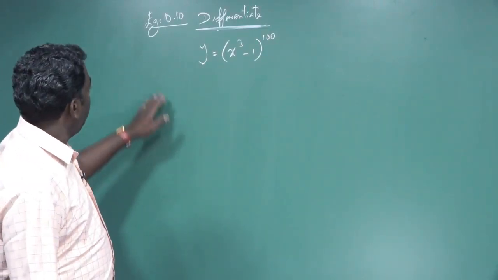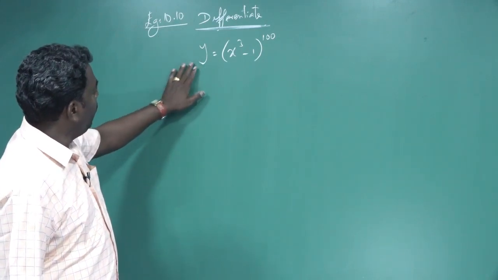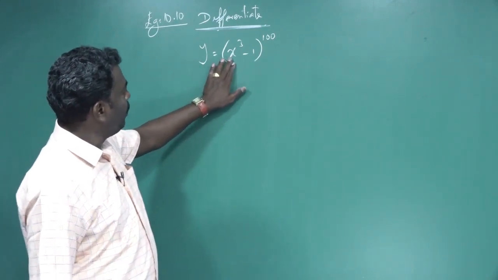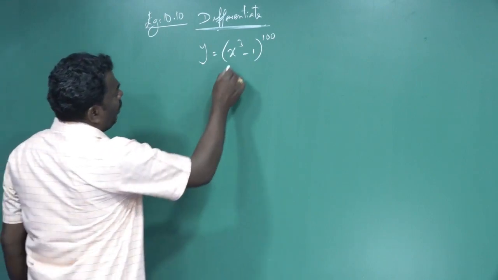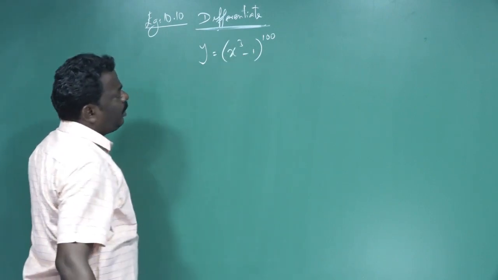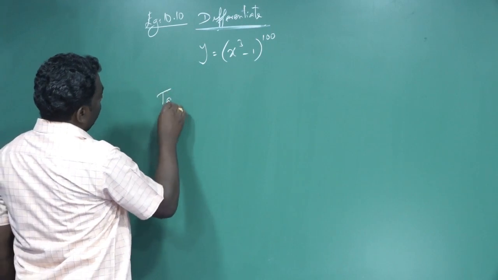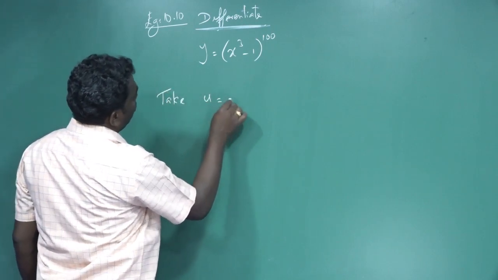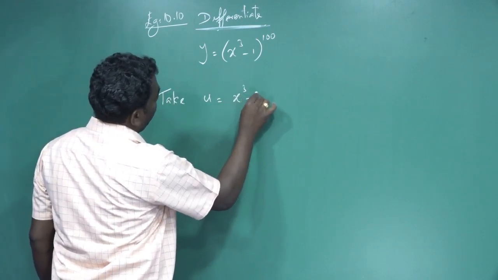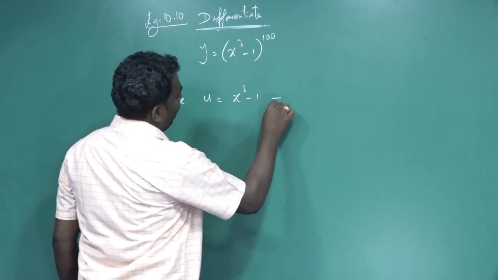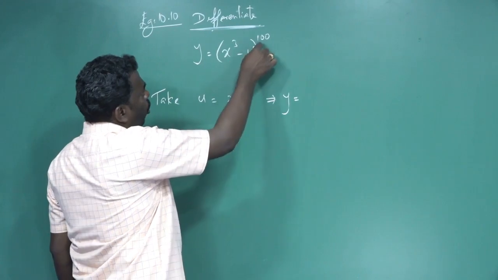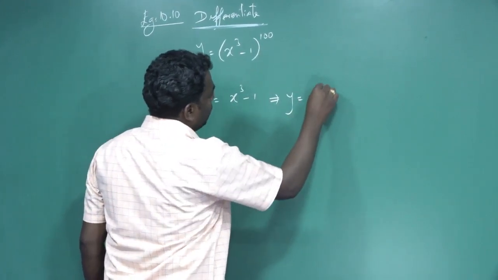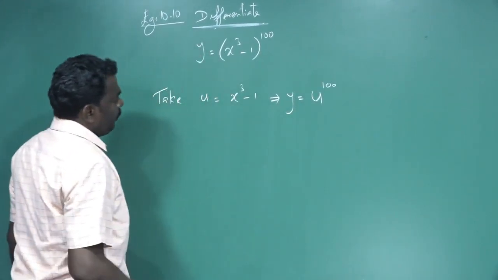Come to the next example, 10.10. Differentiate the given function y equal to (x power 3 minus 1) whole power 100. Now, within the bracket term, let us consider u. Take u equal to x power 3 minus 1. That implies y is equal to u whole power 100. Therefore, y equal to u power 100.